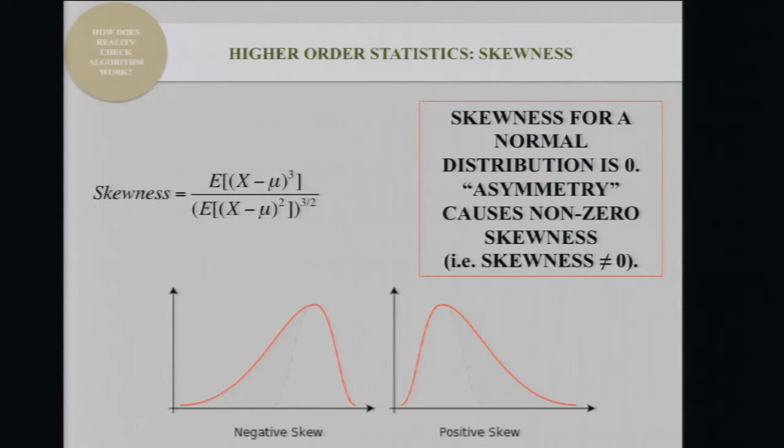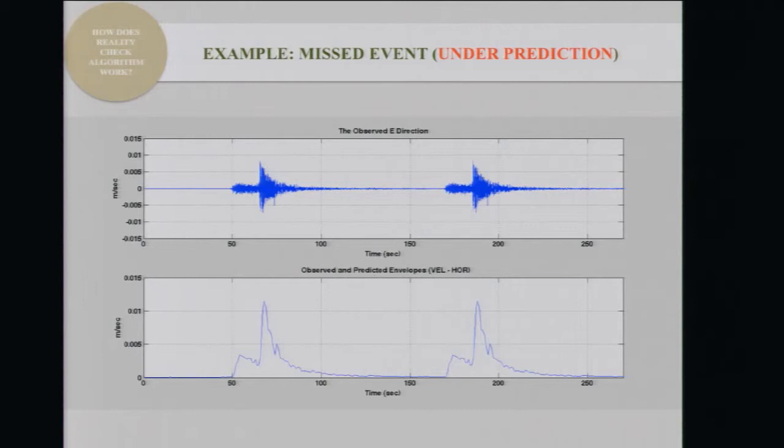Let's look at one particular example and our algorithm at work. The first row shows a seismogram we constructed synthetically. We basically put two events back to back. In the second row, we constructed the envelopes of it. From now on, I'll just show you the envelopes, not the seismograms.